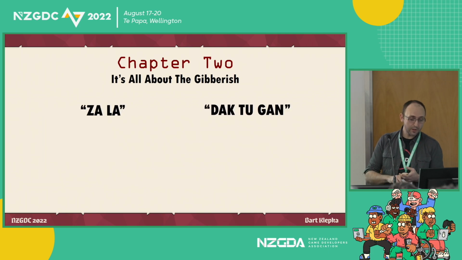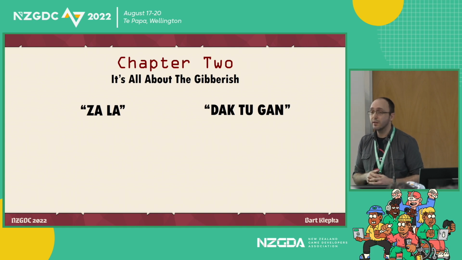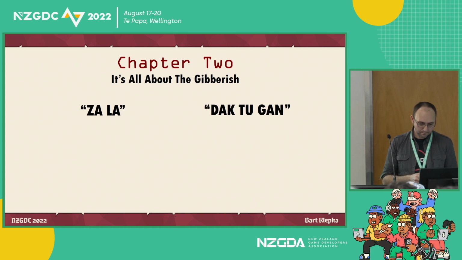I mentioned to you before there were two placeholder sounds put in during alpha. And these lines were Zala and Daktugan. That's all you would ever hear when tapping on a goblin, selecting a goblin. And I figured, the players are currently used to hearing this kind of language. Why don't we use this as a starting point to create our own kind of language?